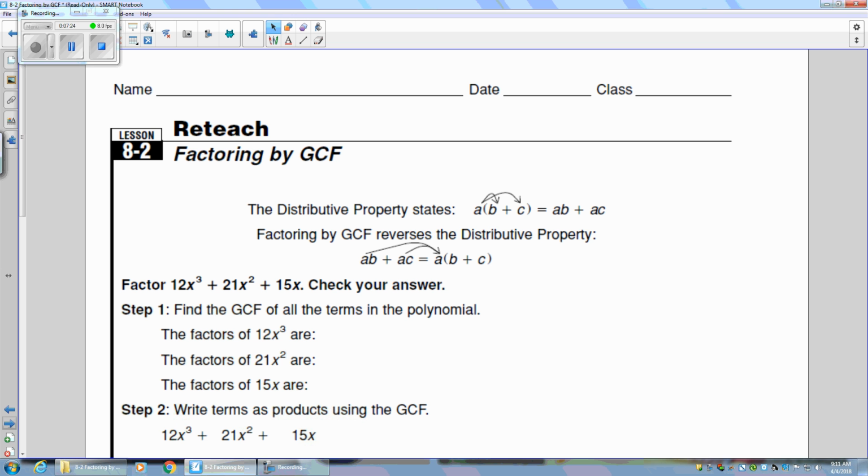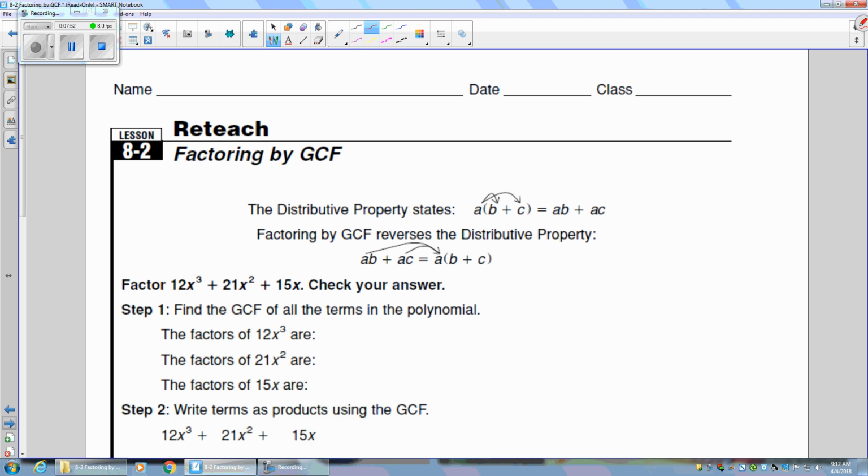So again, this is basically going to be the same thing. There's just a couple more examples just to make sure that we're confident with it. So let's take a look at one that has 3 terms. It says factor 12x cubed plus 21x squared plus 15x. First thing we need to do is find the GCF of all 3 of those. So when we were doing our IXL on this, I actually thought it was easier with 3 because it sort of narrows it down a little bit.